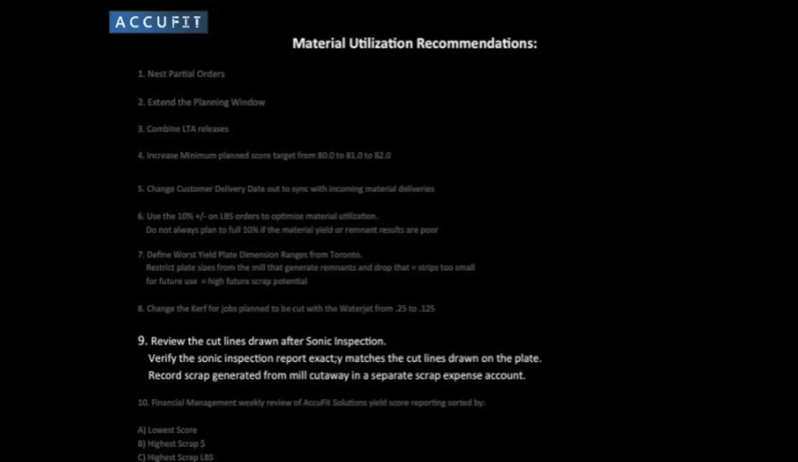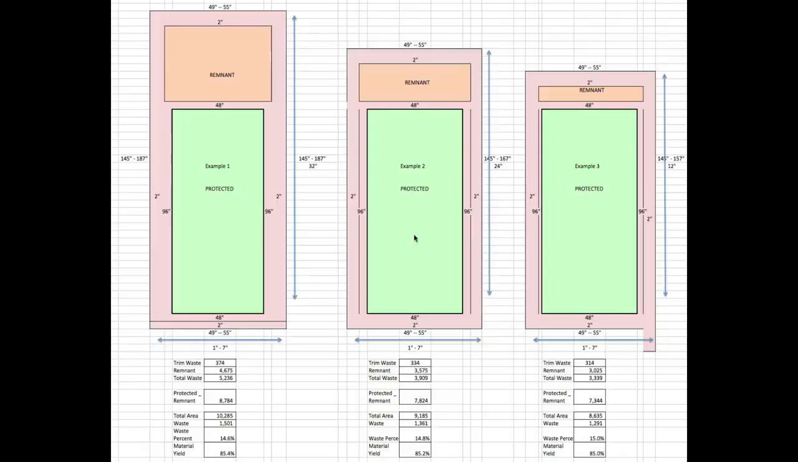Number 9, review the cut lines from sonic inspection. If your titanium plate cut lines are determined by sonic inspection reports, verify that the cut line for the trim around the edges matches the actual sonic inspection reports. Maybe an opportunity to pull those lines in and improve your material utilization.